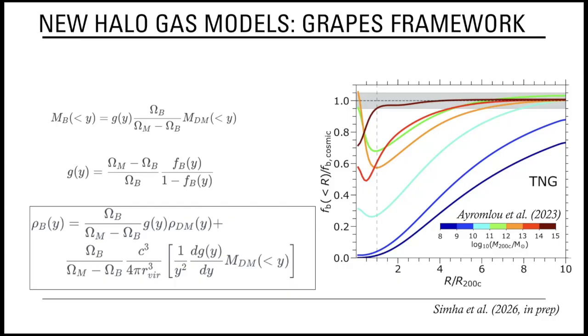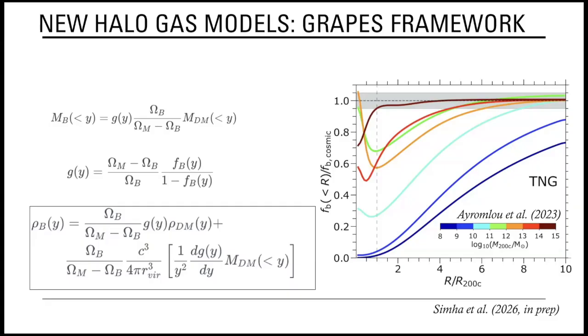Basically, if you assume that the baryon enclosed mass within a certain radius is some function g of y times the dark matter profile, then you can differentiate this equation and get a general baryon density profile as a function of the dark matter density profile. And so you get these two terms, where the first term is obvious.